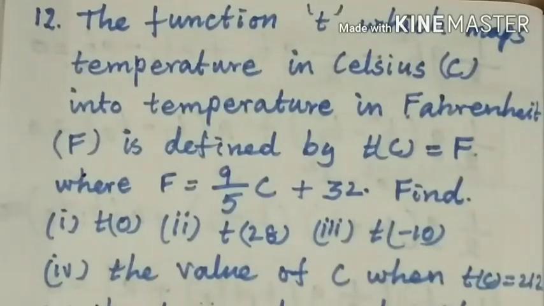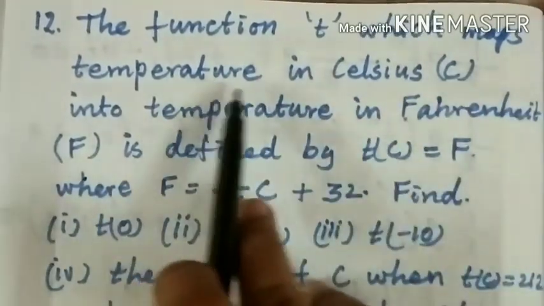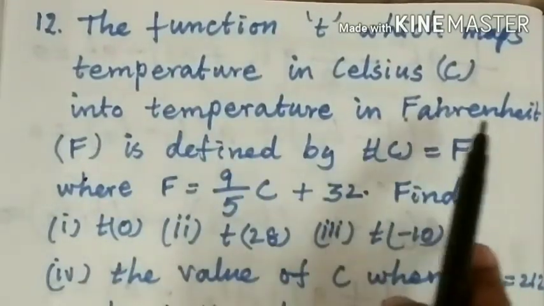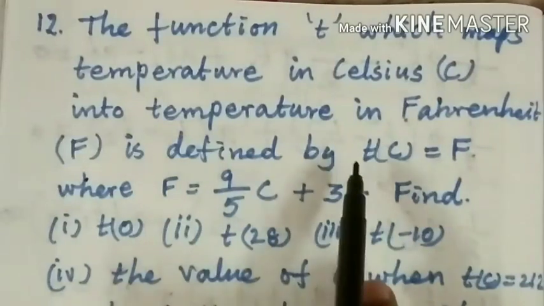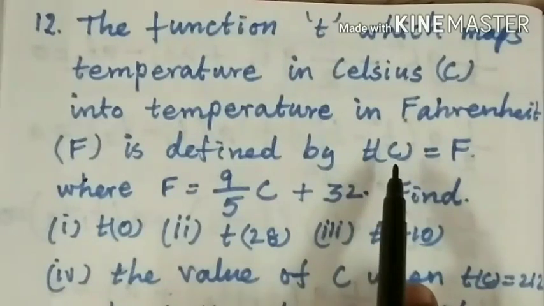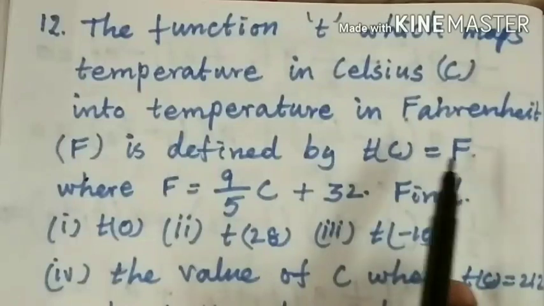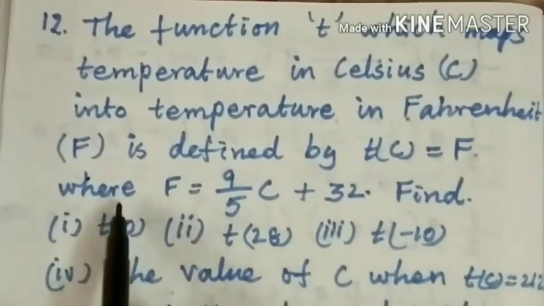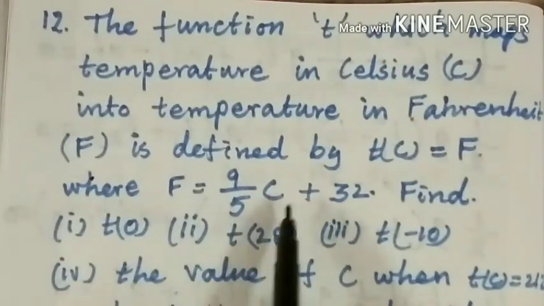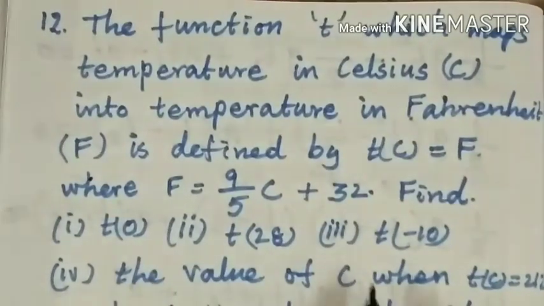See the next question. Question number 12. The function t which maps temperature in Celsius C into temperature in Fahrenheit F is defined by t of C equal to F, where Fahrenheit F equal to 9 by 5 into C plus 32. Find the given subdivisions.